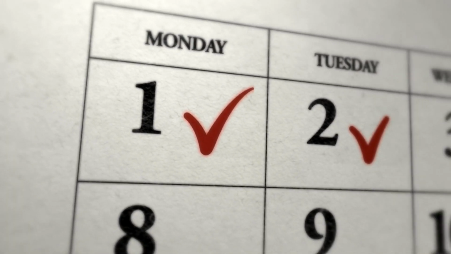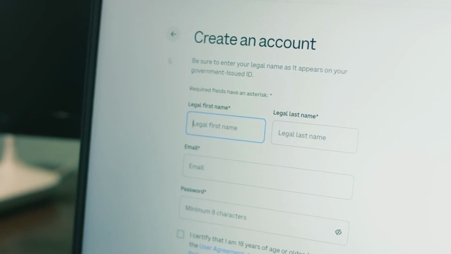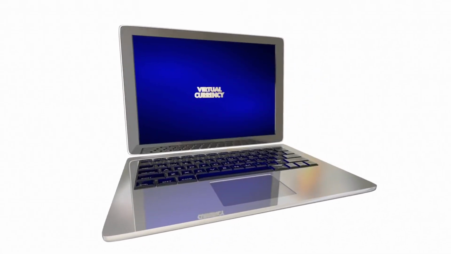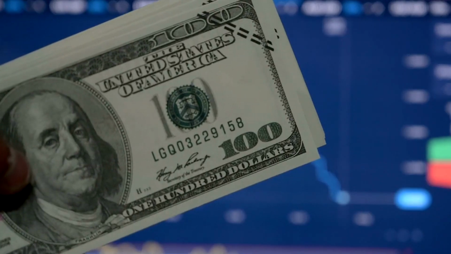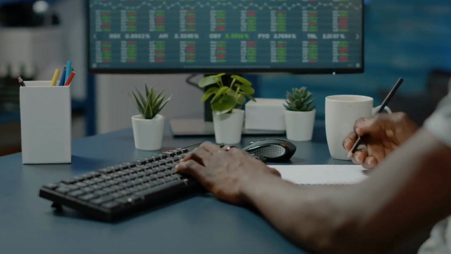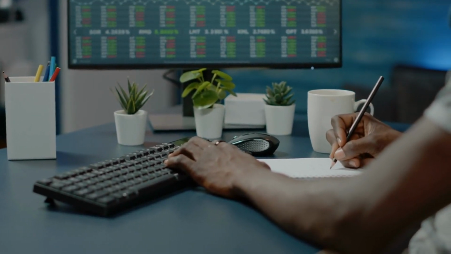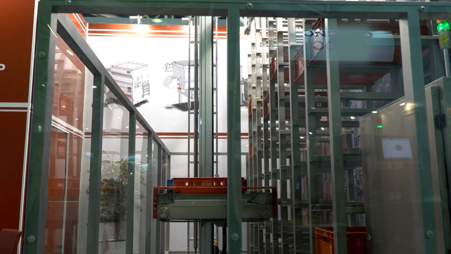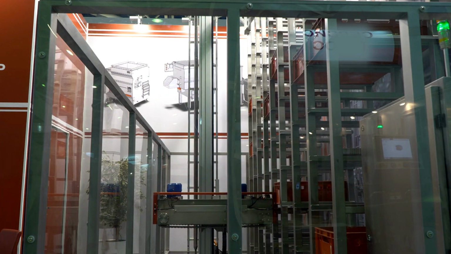Open a simulated account. Sign up for a paper trading account on your chosen platform. This account will provide you with virtual money to use for trading. Familiarize yourself with the platform. Take some time to explore the features of the paper trading platform. Understand how to place buy and sell orders, set stop-loss orders, and execute different types of trades.